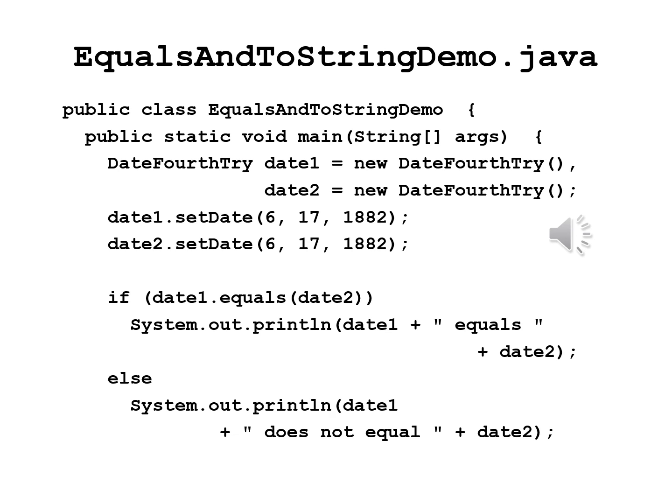Now let's set these with values. date1.setDate 6/17/1882. date2.setDate 6/17/1882. If date1.equals(date2), System.out.println(date1 + " equals " + date2). Else System.out.println(date1 + " does not equal " + date2).